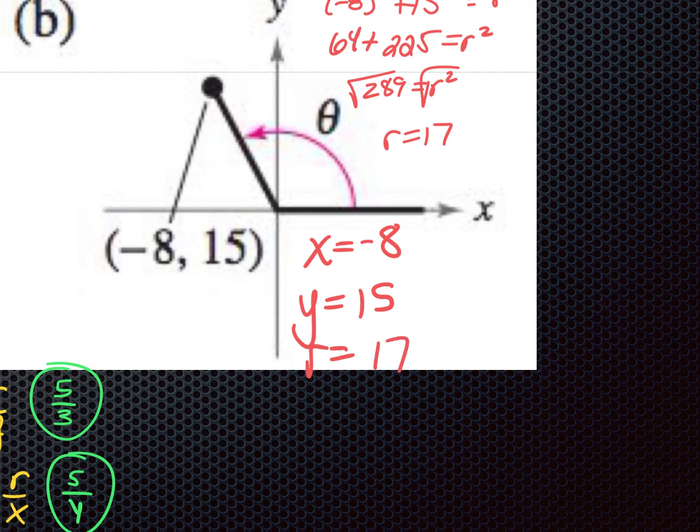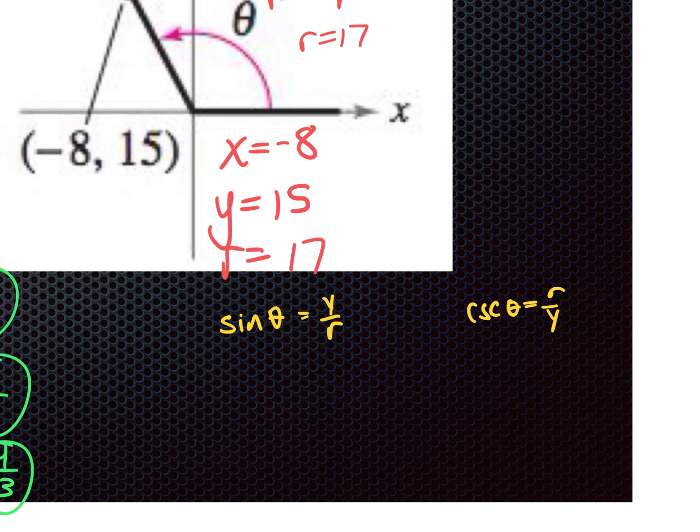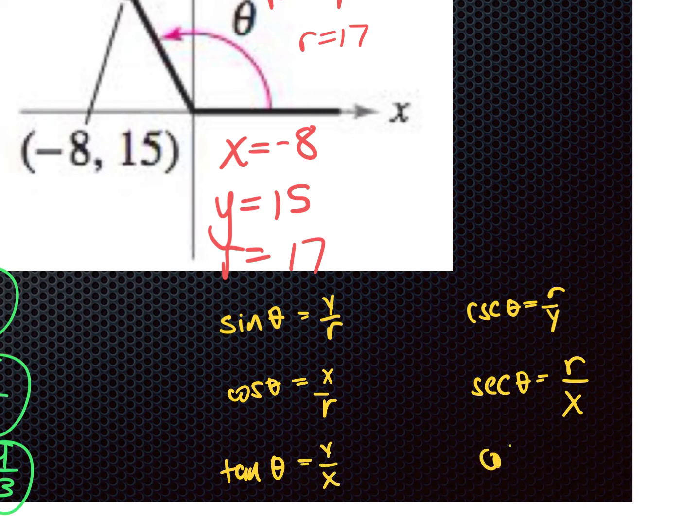Well, what's the square root of 289? 17. Are they all going to turn out to be nice, beautiful whole numbers? Absolutely not. Why would we do that, sillies? So sine of theta, remind yourself, is y over r. So cosecant of theta is r over y, correct? Cosine theta is x over r. So secant theta is r over x. Tangent theta is y over x. Cotangent theta is x over y, correct?